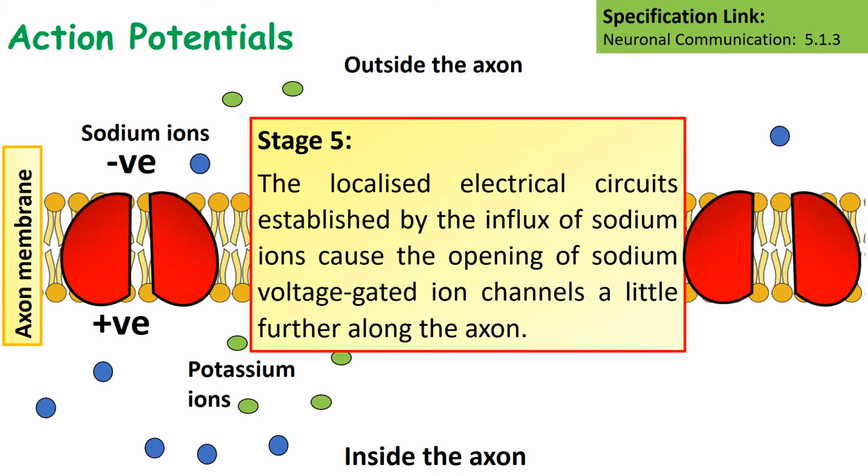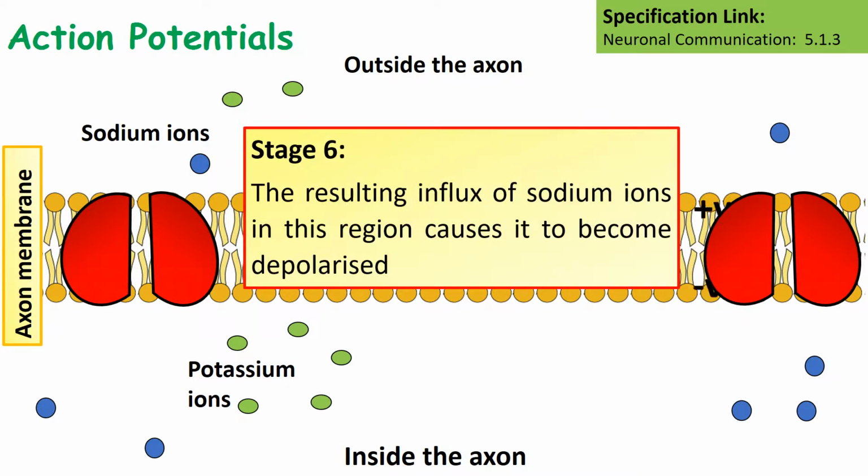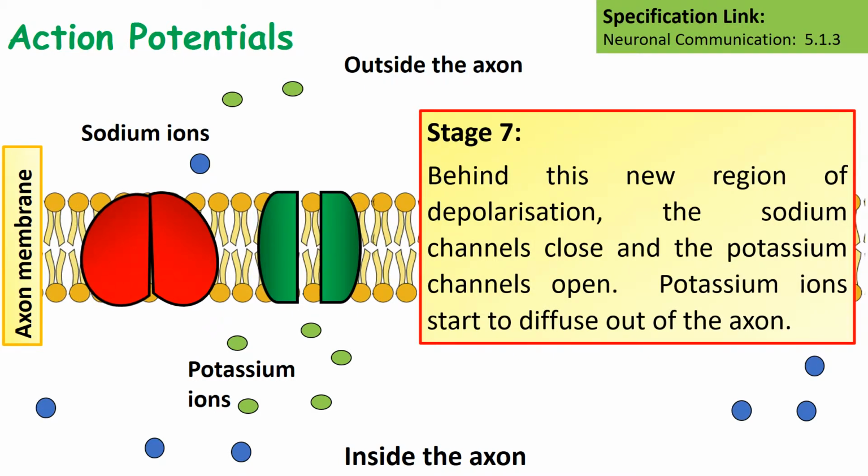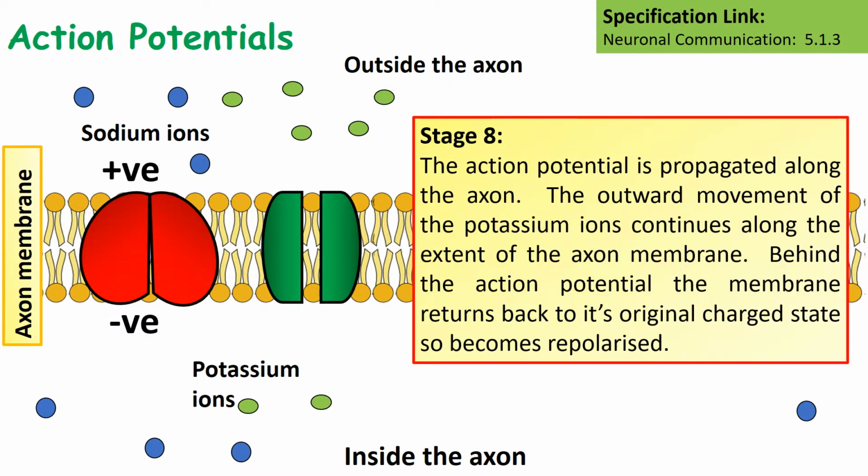The localized electrical circuits established by the influx of sodium ions cause the opening of sodium voltage-gated ion channels a little further along the axon. The resulting influx of sodium ions in this region causes it to become depolarized. Behind this new region of depolarization, the sodium channels close and the potassium channels open. Potassium ions start to diffuse out of the axon. The action potential is propagated along the axon.